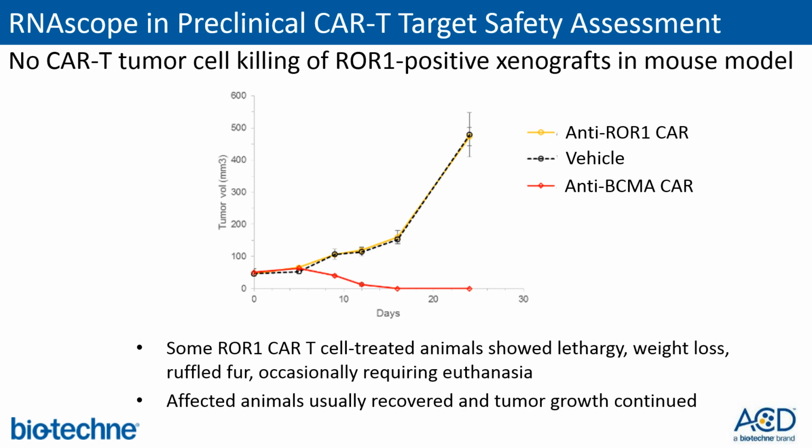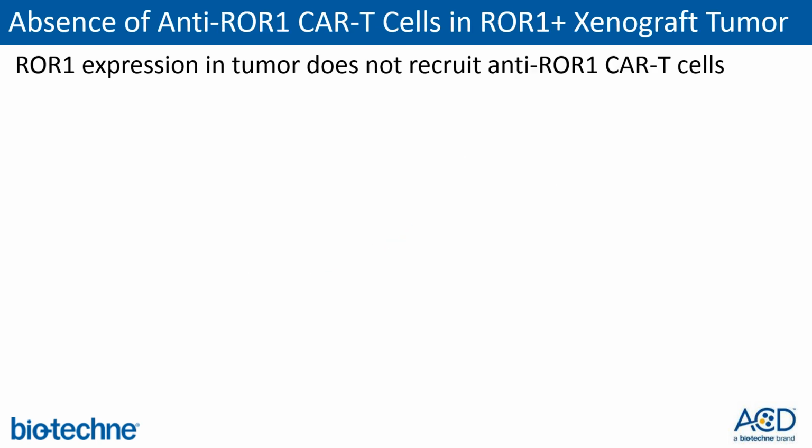So the fact that there was response in the lung to anti-RO1 CAR T cell treatment, namely pulmonary toxicity, but no response in the xenograft tumor, indicates that perhaps the CAR T cells were either exhausted upon activation in the lung or never were recruited to the xenograft tumor following their activation in the lung.